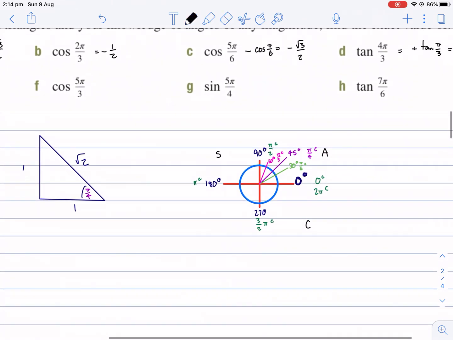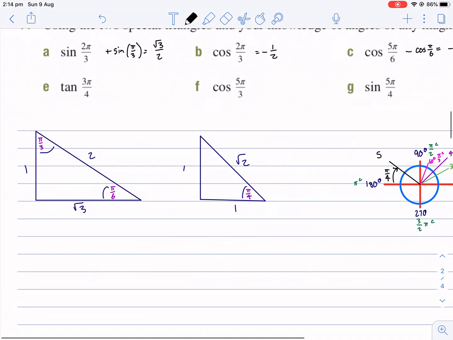Tan 3 pi on 4. Now 3 pi on 4 is 3 lots of pi on 4. So we're here. We're in the sine quadrant, so it's going to be negative tan pi on 4, which is negative 1.